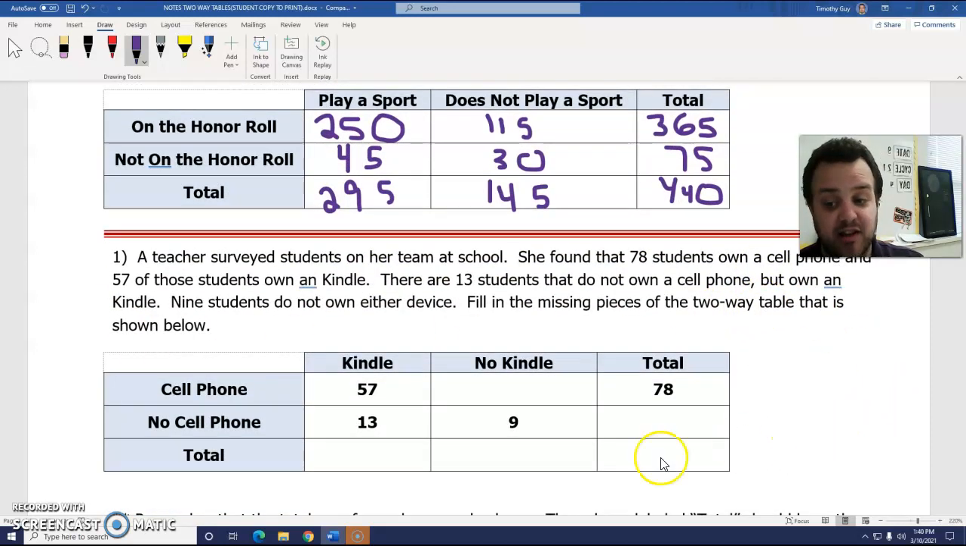Now, this next problem, I kind of think of these sort of like puzzles, okay? They are using the fact that we know the rows and columns have to add up to the total numbers, and we can kind of use it to fill out some missing information in this two-way table.